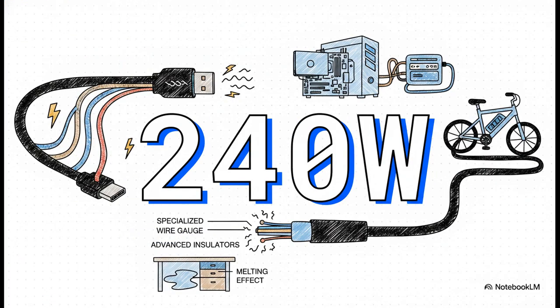But hey, it's not just about pushing data. It's about pushing raw power. 240 watts. We're talking about the extended power range, or EPR. That is 48 volts at 5 amps being shoved through a wire that is literally no thicker than a shoelace. We are way beyond just topping up your smartphone battery here. This is enough juice to power high-performance gaming rigs, run localized servers, and literally charge electric bicycles. But pushing that much power requires some serious heavy-duty engineering. We're talking specialized wire gauges and advanced insulators. Because if they get that wrong, the cable doesn't just fail, it literally melts right there on your desk.